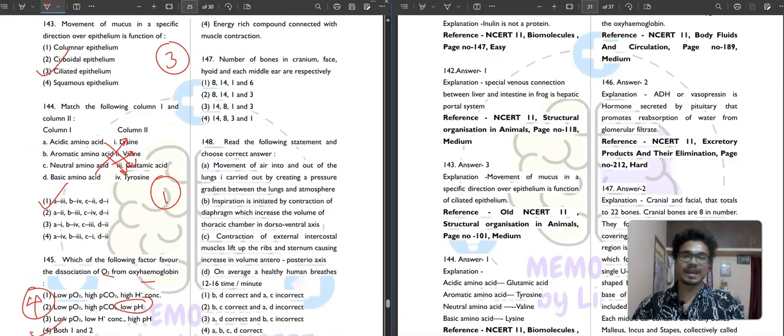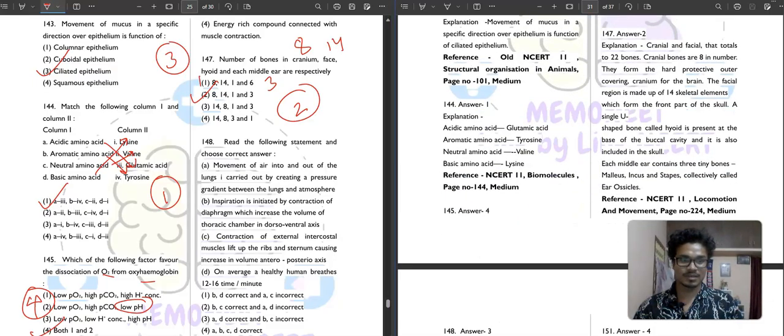Number of bones in cranium, face, hyoid and each middle ear are respectively. So cranium has how many? Cranium has 8, face has 14, hyoid is 1 bone, like a floating bone, and each middle ear has 3 bones. Okay. Malleus, incus, stapes. So the second option is the correct answer. Going with the next question, that is question number 148.